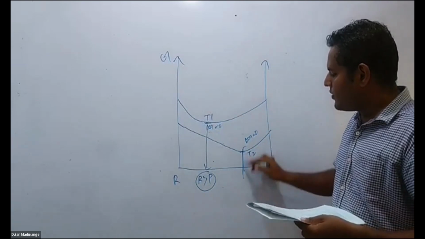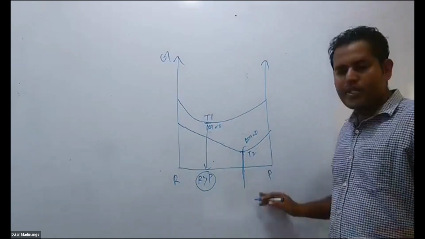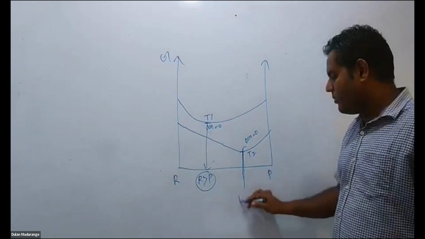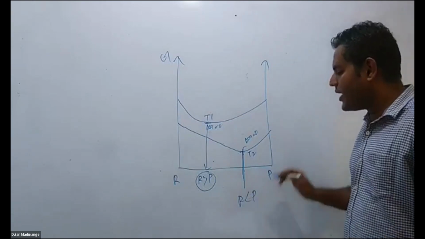So at T2 we can understand their composition is very close to products. I mean that means the amount of products is higher than reactants.